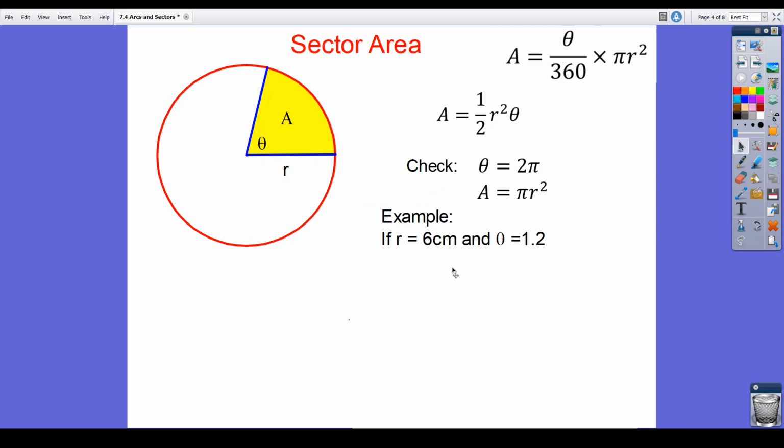Again, we'll start with a simple example with the same values. What's the area? Well, we put 6 and 1.2 in for r and theta into the formula. So we get a half of 6 squared times 1.2, so the area is 21.6 centimeters squared.